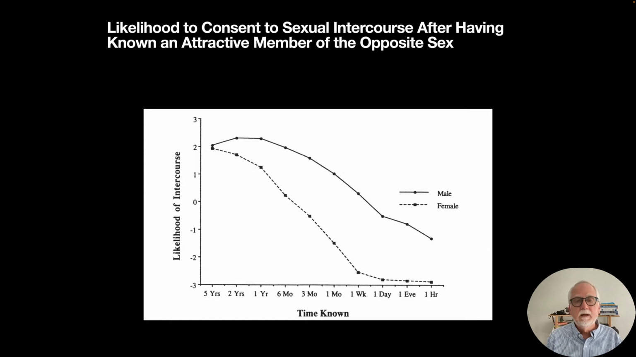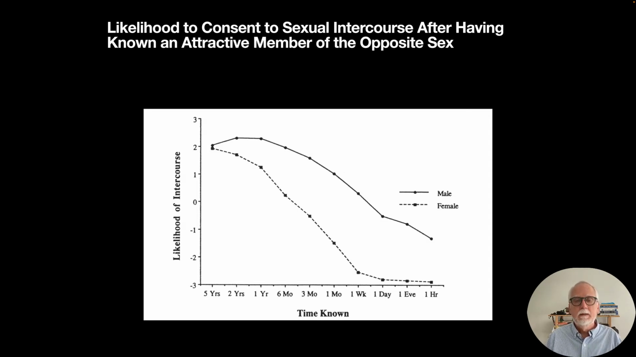You can see that the men are still pretty high, right? They're still up there where they would be for 5 years, but already there's a drop in the likelihood that a woman's going to say that she would consent to having sexual intercourse. Now we get down to the far right. You can see we get down to 1 week, 1 day, 1 evening, 1 hour.